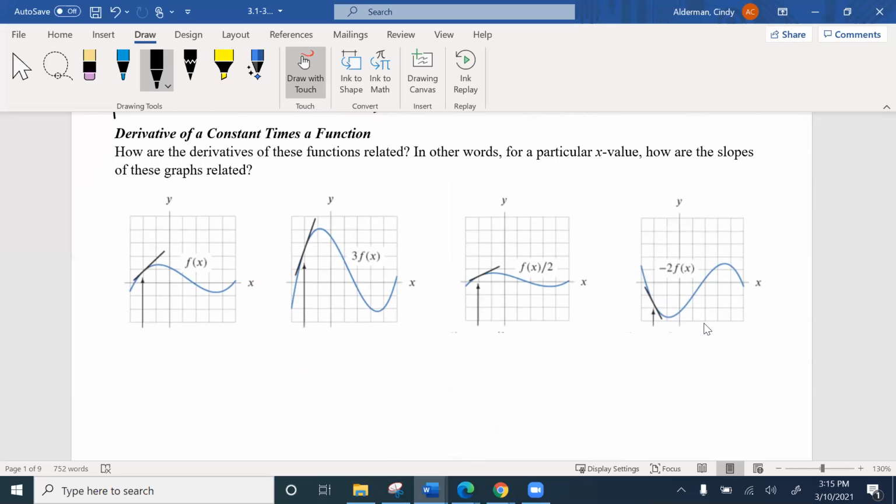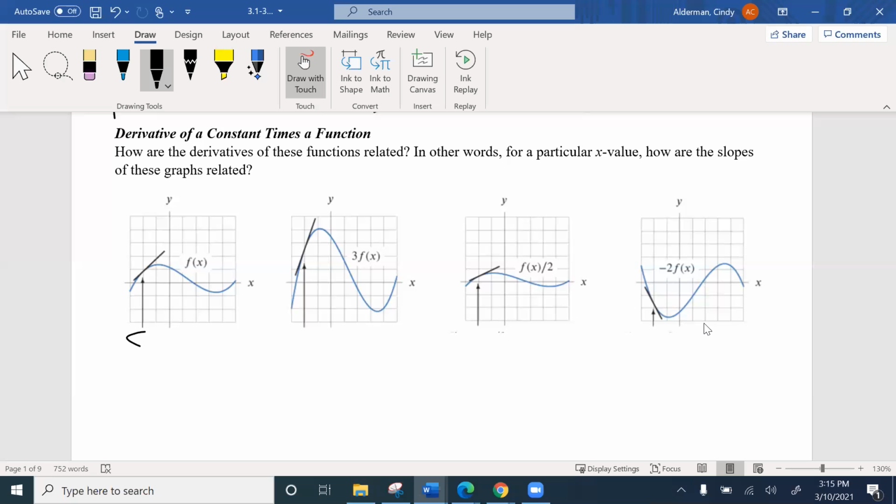All right, so here's derivatives of constants times a function. They're trying to get you guys to see how multiplying a function, any function, by a number on the outside affects the derivative, okay? And it turns out it does not affect the derivative. And this is what I mean.